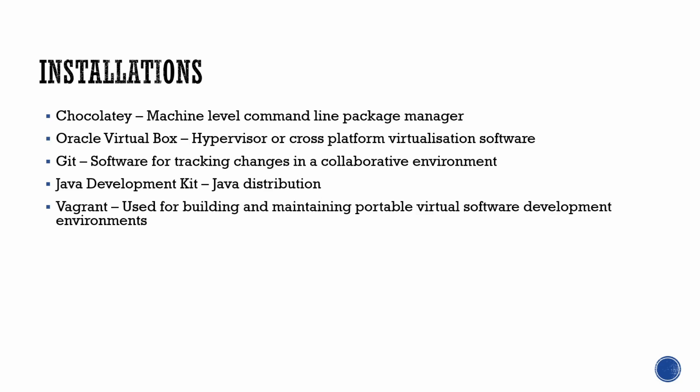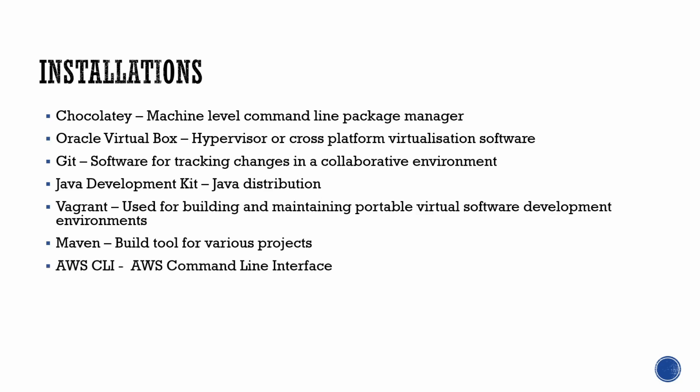So Vagrant is used for building and maintaining portable virtual software development environments that we are going to do in this project. After that, we are going to use Maven. We are going to use Maven because Maven is a build tool for various projects. The project we are going to use is Java based, so that's why we are using Maven. It's not like Maven only builds Java projects. It is built for others as well, but it's most commonly used for Java based projects.